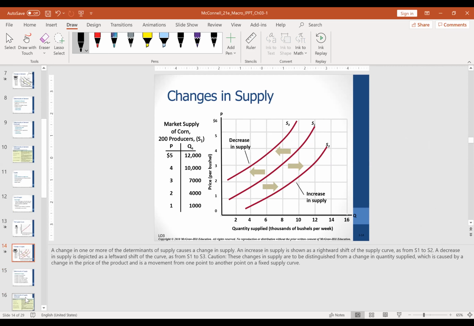Next, like we did for the demand curve, we can do the same thing for the supply curve here. Say S1 is my initial supply curve. If it shifts to the right, we will say supply increases, or sellers will sell more. If it shifts to the left, we say there is a decrease in supply, or supply decreases, and sellers will sell less.